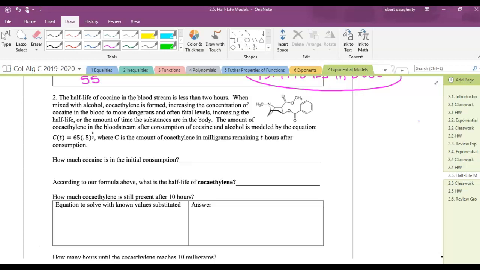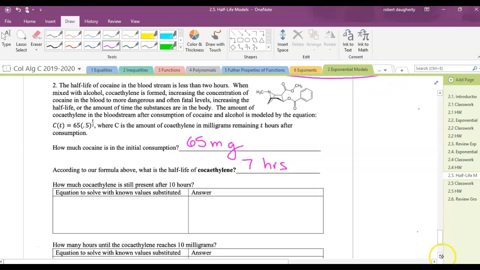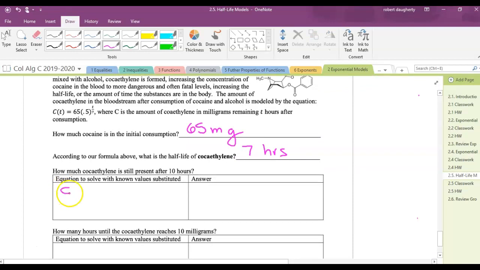What is the initial consumption? Doesn't take a lot to know. It is 65 milligrams. You can read that straight from the formula. Looking at the formula, what is the half-life? The half-life is 7 hours. I can read that straight from the formula. How much cocaethylene is present after 10 hours? So I need to just substitute the value of 10. So C of 10 is going to be equal to 65 times 0.5 to the 10 divided by 7.